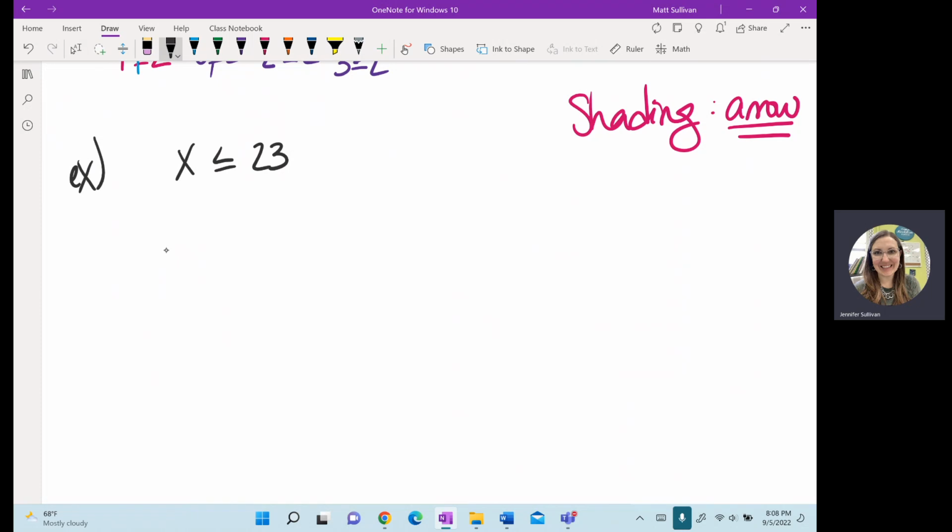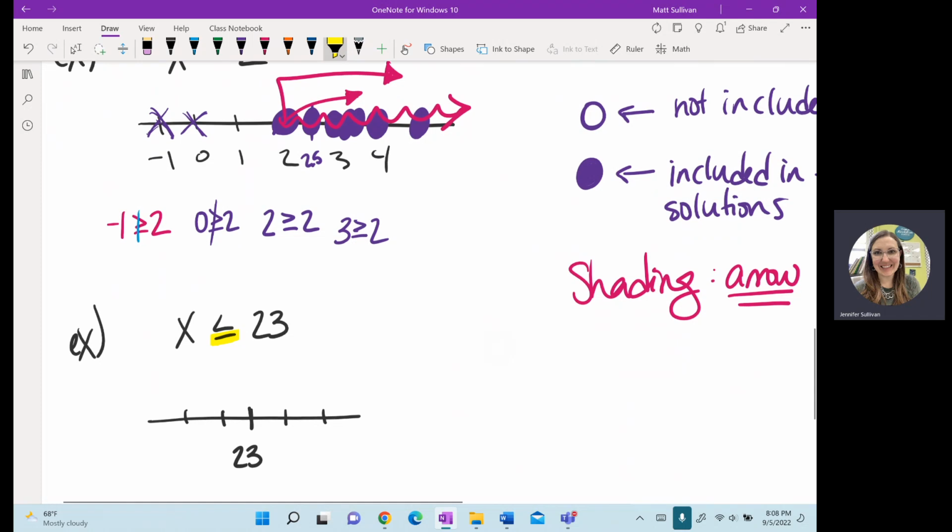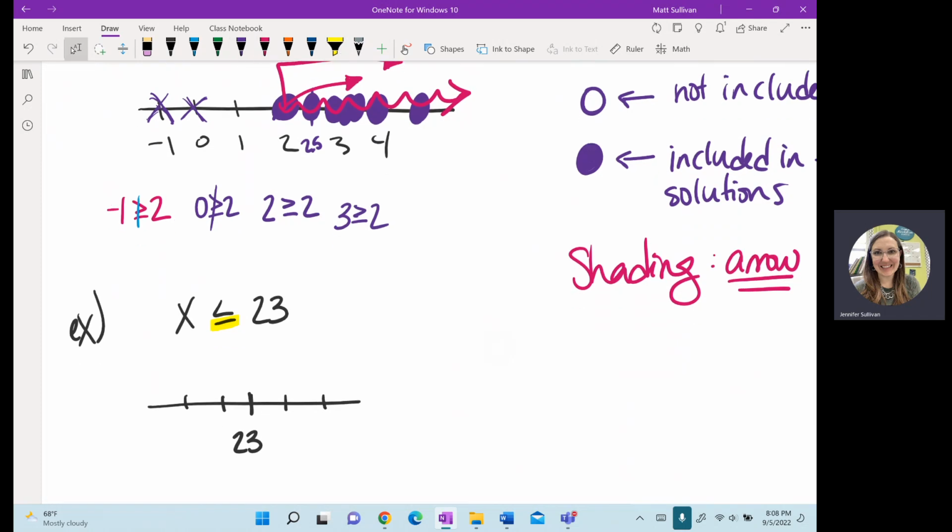Where are my solutions going to be? Well, I always start on the number. Whatever number is given, I always start on this number. And then I need to say, okay, well, is the number included in the solutions? And I look right there. Whether there's the equal to sign or not, that's what tells me. It's a very simple look.